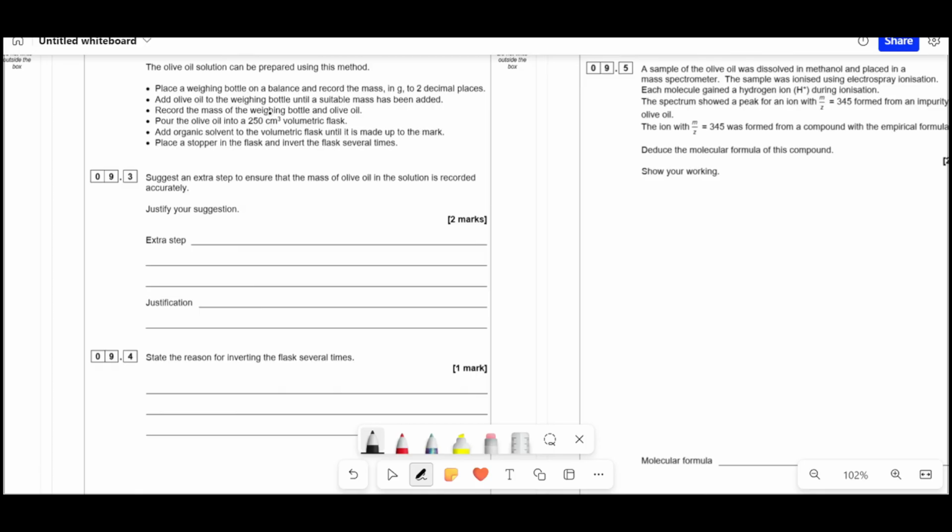Well, what they've done is they've put oil in a weighing bottle, and now they've poured it out. They weighed the mass of just this thing on its own without oil in it, but some oil might still be stuck in there. So what you should do is weigh the bottle after transferring oil, because some oil might be left behind, so not all of it will have been transferred. And then it says suggest the reason for inverting the flask.